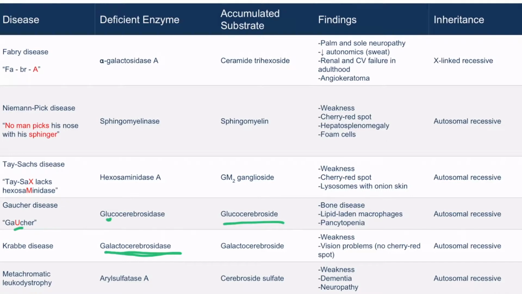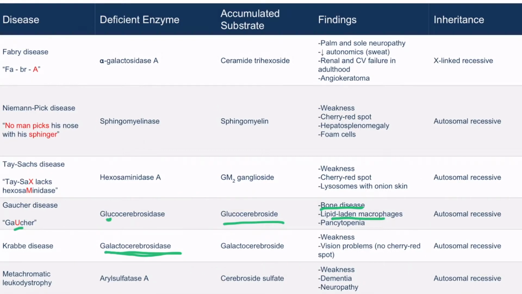Gaucher disease is unique because it causes bone disease. This includes osteoporosis, bone crises, and aseptic necrosis of the femur. It can also cause pancytopenia, hepatosplenomegaly, and lipid-laden macrophages. This can be easily confused with leukemia, so pay special attention to the symptoms and the histology.